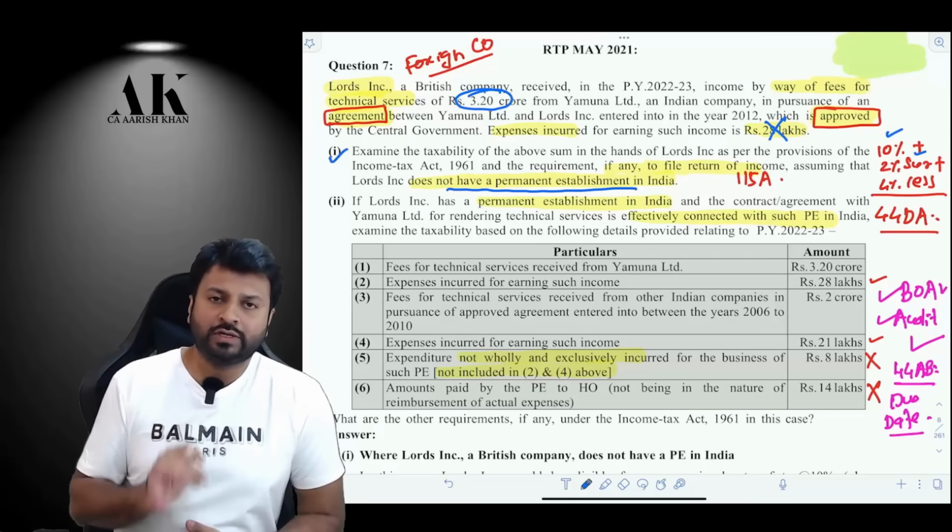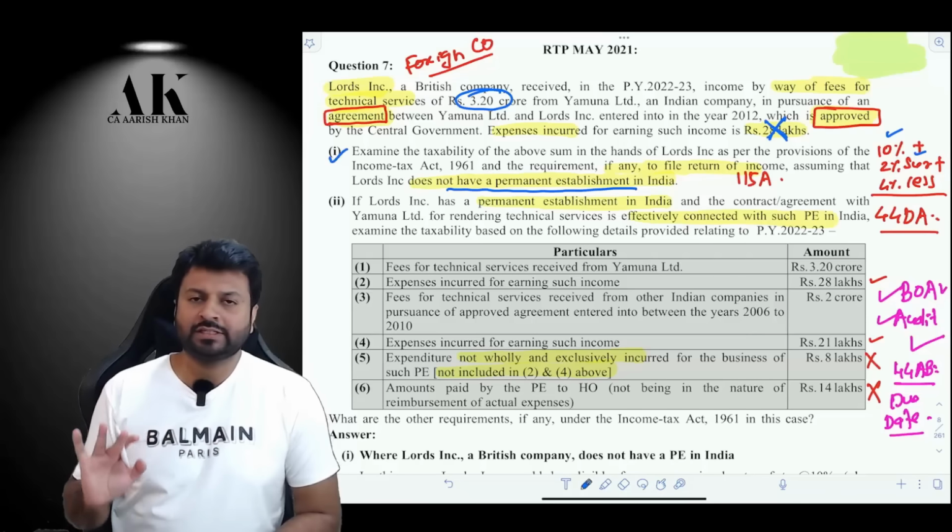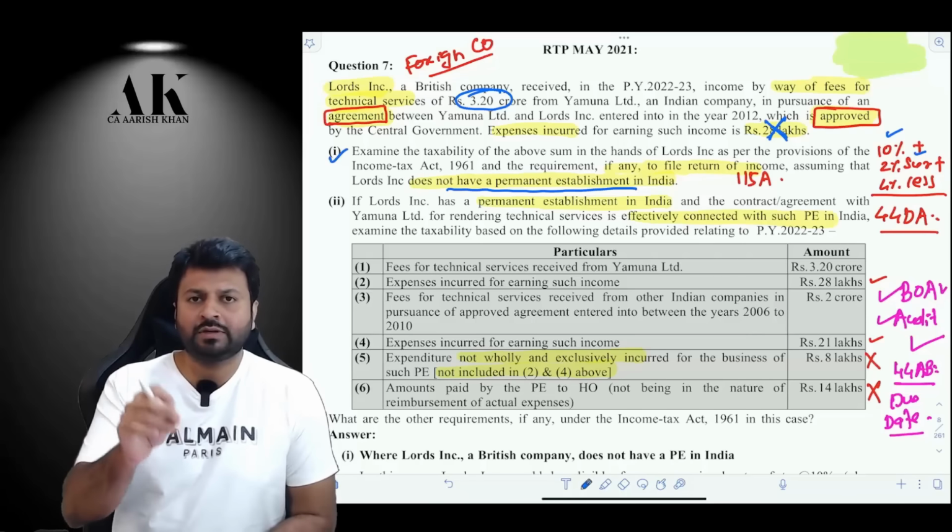Now one more question is asked over here. Second thing is they will not get any deduction of any expenses over here. Directly 3.2 crore will be taxed at 10% plus 2% plus 4%.